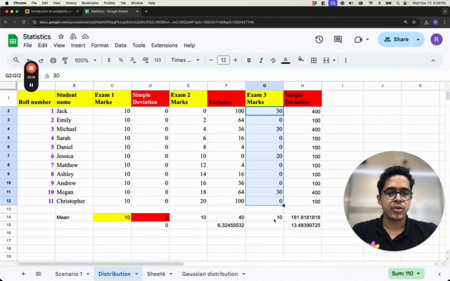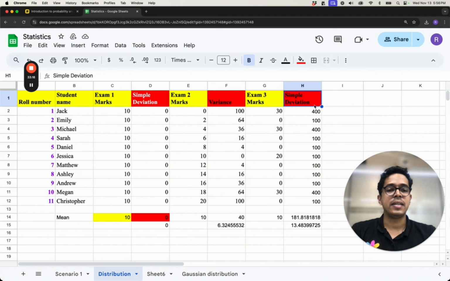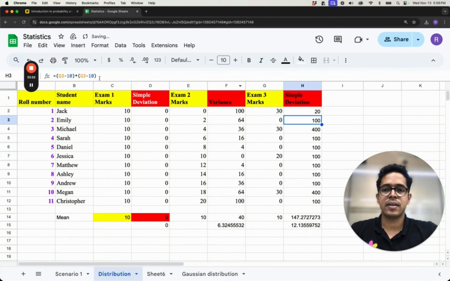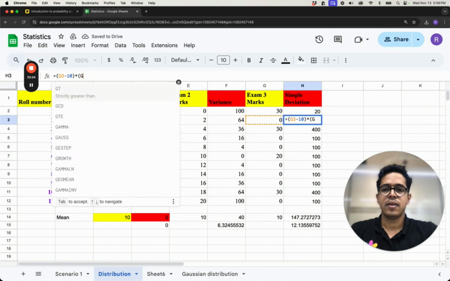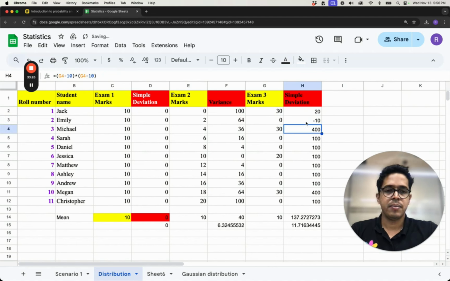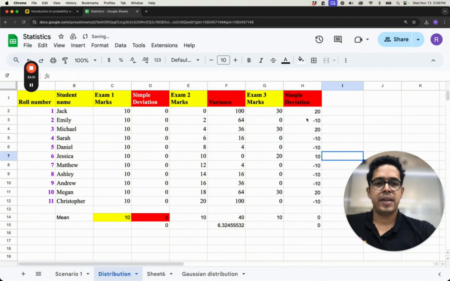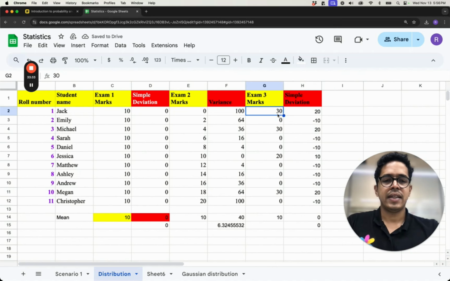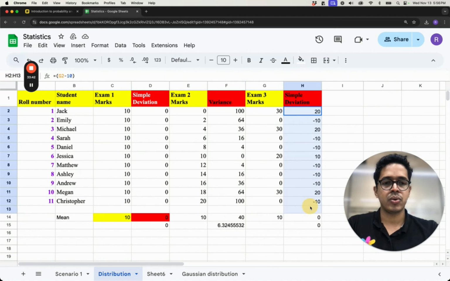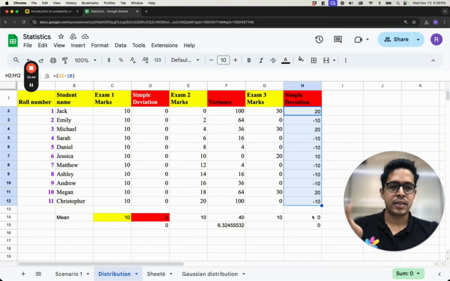In exam 3 also, the mean is 10. And if we take a simple deviation, let's not square it, let's just take a simple deviation, then we can see that the simple deviation is as follows. The first guy is deviating from the mean by 20. The second guy is deviating from the mean by minus 10, then 20, minus 10, 20, etc. Right? So those are these numbers. Now, again, if we add up all the simple deviations, it comes out to be 0.